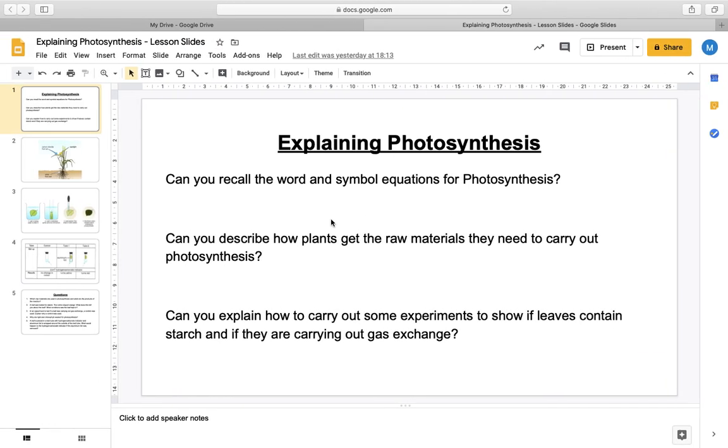So, you should now be able to tell me the word and symbol equations for photosynthesis. You should be able to tell me the raw materials for photosynthesis and how they get into the leaf of the plant. And you should be able to explain how to carry out an experiment to show if a leaf contains starch and if they are carrying out gas exchange.